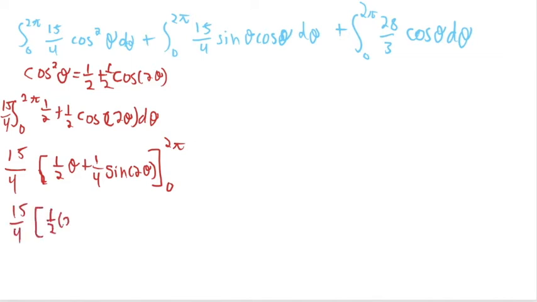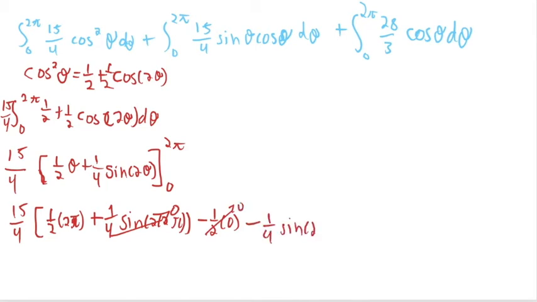So we're going to have 1/2 times 2 pi. And that's going to be plus 1/4 sine of 2 times 2 pi, which is sine of 4 pi, which is 0. And that's going to be minus 1/2 times 0, which is 0. And that's going to be minus 1/4 sine of 2 theta, 0, which is, again, 0. So the first integral comes out to be 15 over 4 pi.